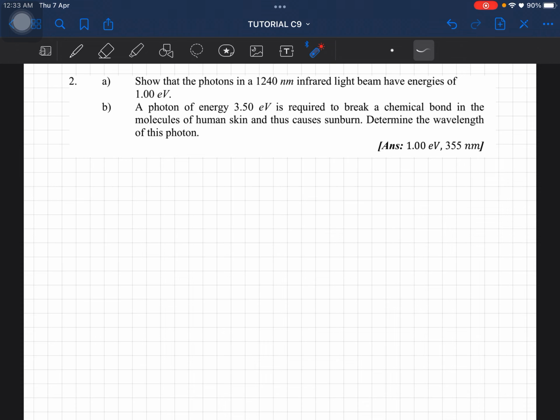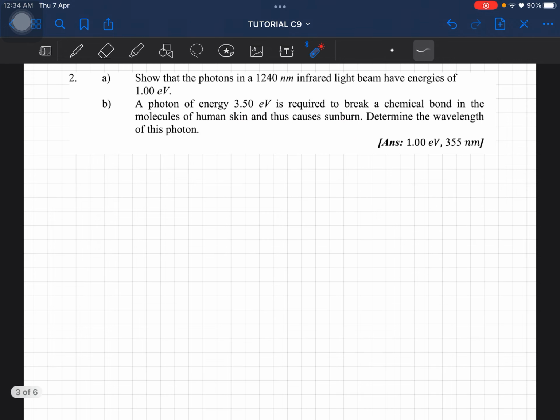And then question B: a photon of energy 3.5 electron volt is required to break a chemical bond in the molecules of human skin, thus causes sunburn. So we have to determine the wavelength of this photon.